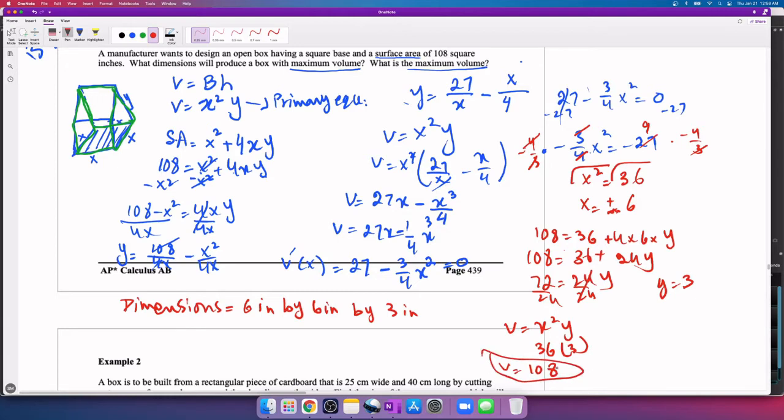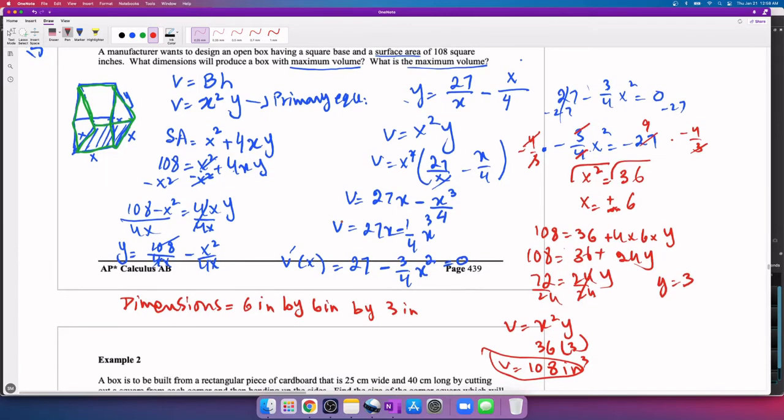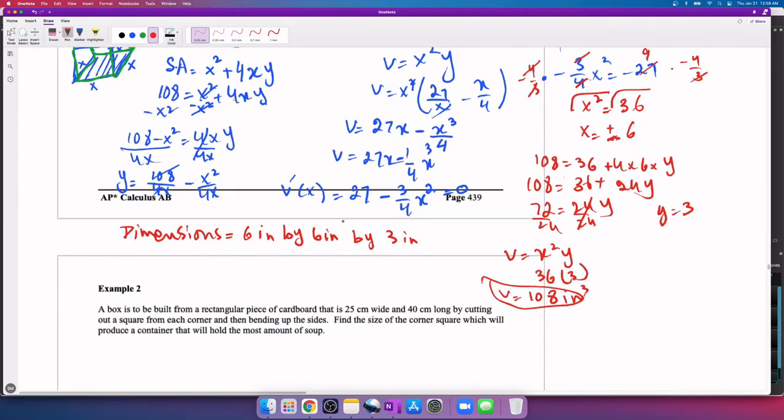That's the maximum volume, in inches cubed, because volume is always cubed. So this is a lot of stuff, but you will get used to it. So this is how we use optimization.